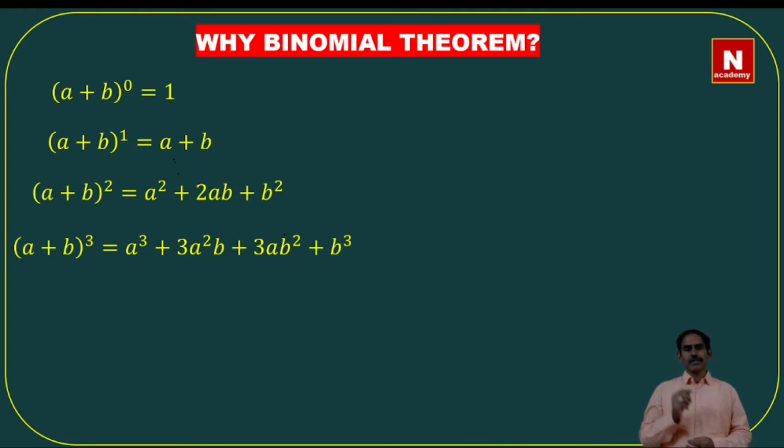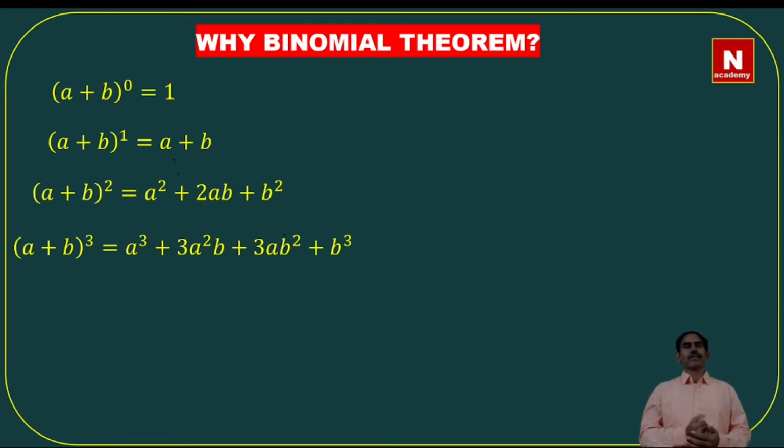The powers given are called the index. In the first line, the index is 0. In the second line, the index is 1. In the third line, (a plus b) whole square, the 2 is known as the index. And in the last fourth line, (a plus b) whole cube, the 3 is known as the index. If you observe the right hand side, all of these are binomial expansions.